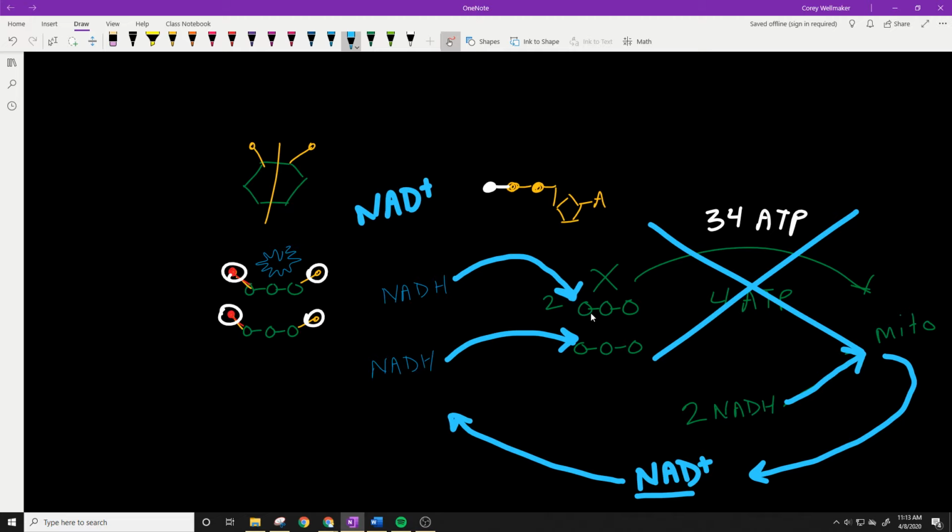A big mistake that students make is that they say that fermentation is a way to generate energy, but it's not. The only thing fermentation is accomplishing is it's allowing glycolysis to keep happening.